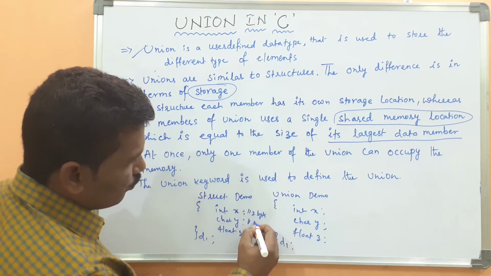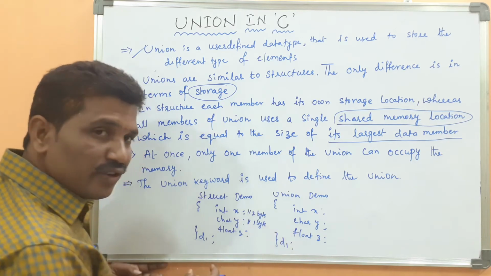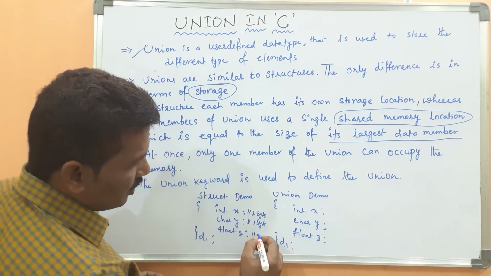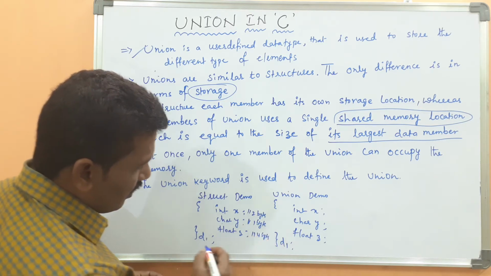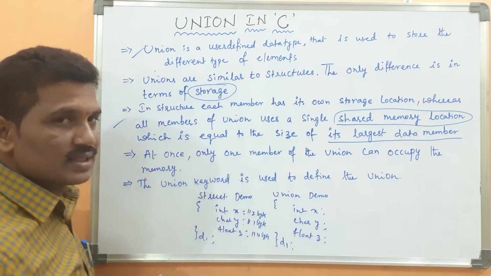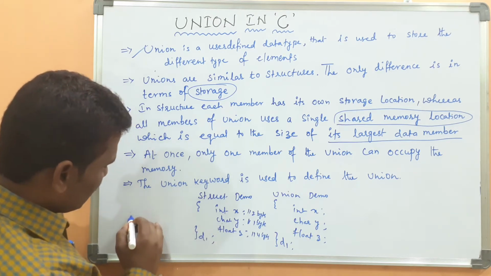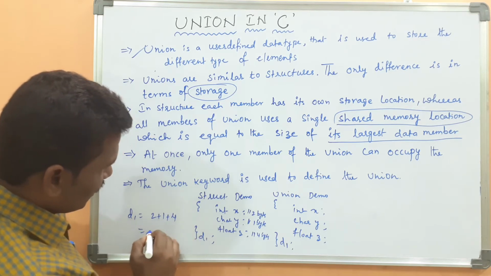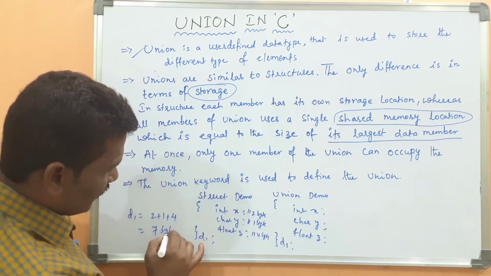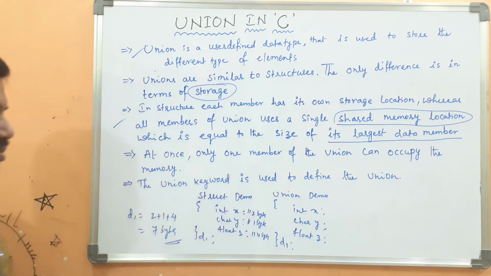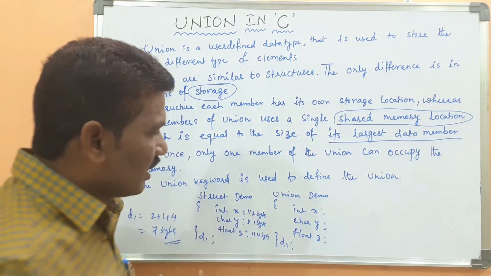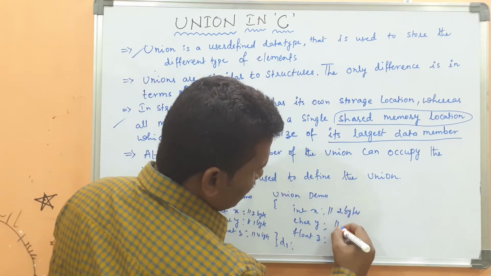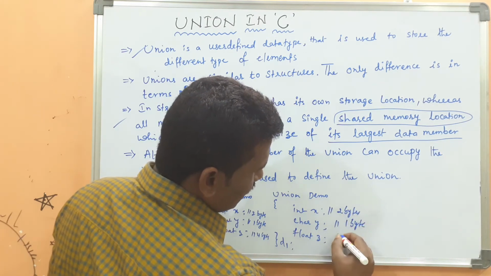Here 1 byte. Each and every member has its own address location in case of structure. Here float 4 bytes. But what is the size of the structure variable? Suppose d1 equals 2 plus 1 plus 4, then that is 7 bytes. Okay. What is the size of this structure? 7 bytes. In case of here 2 bytes, then 1 byte, here 4 bytes.